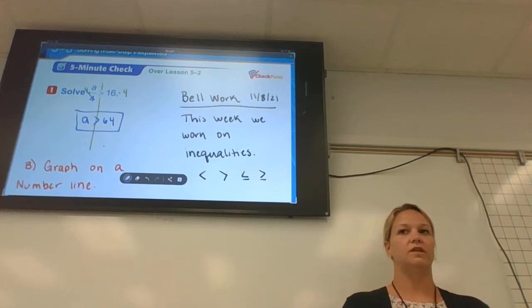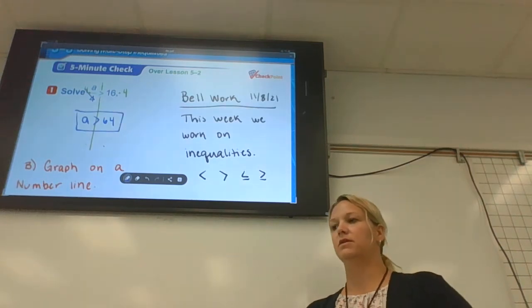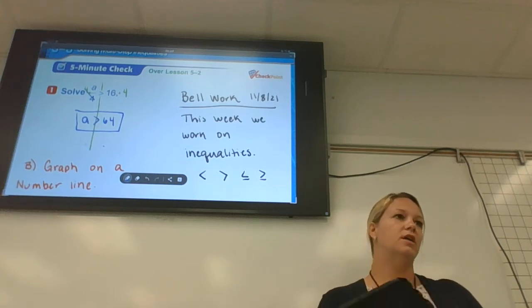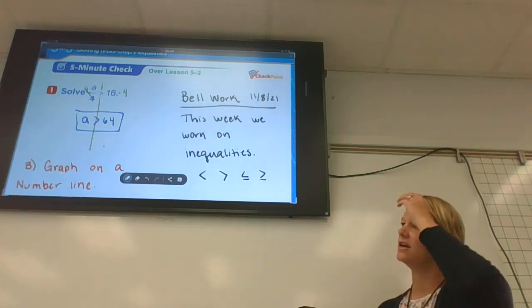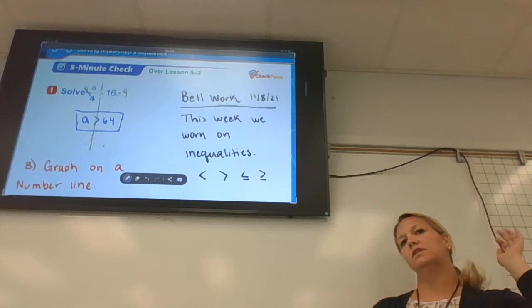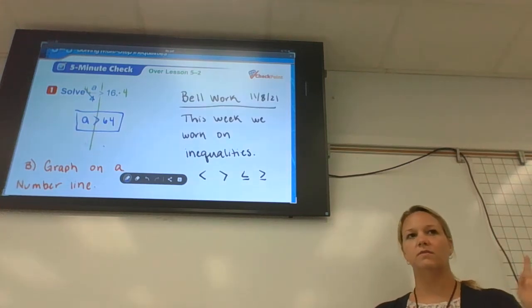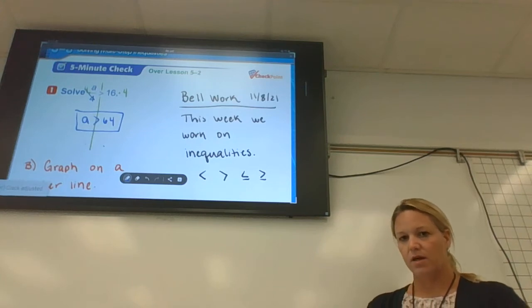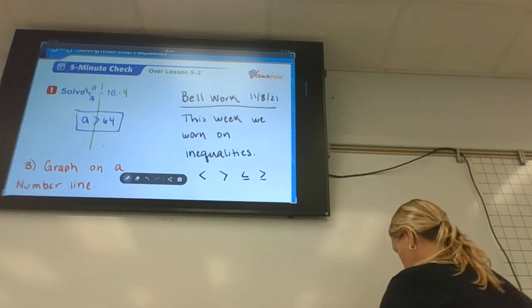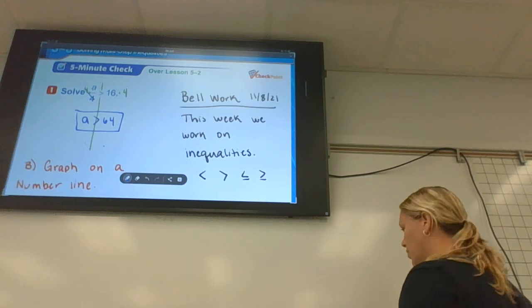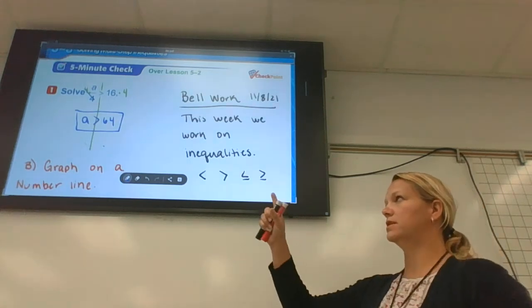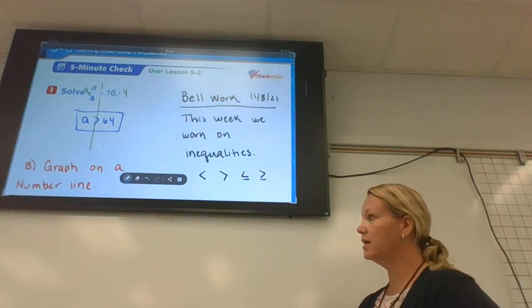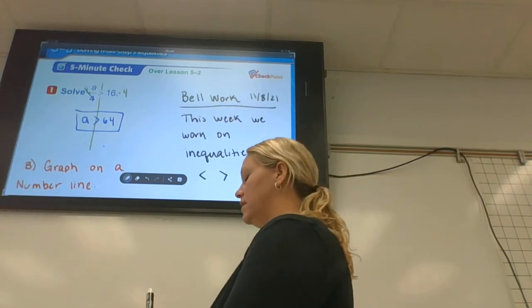And that means infinity. A is infinity possibilities. A is all numbers greater than 64. So we don't have to list 1,000, 2,000, 3,000. We can just say anything greater than 64 is going to work here. And so we show that there's more than one right answer by using this symbol instead of an equal sign. And then we also show it using a number line.